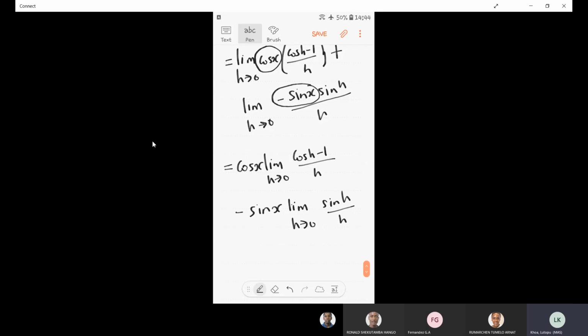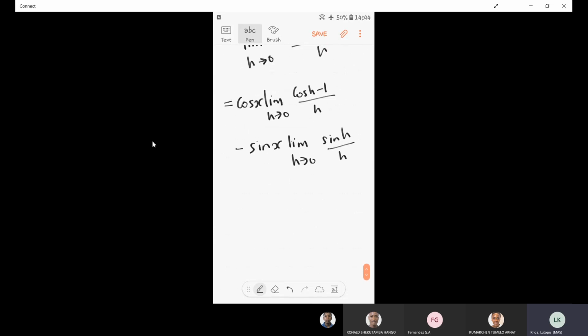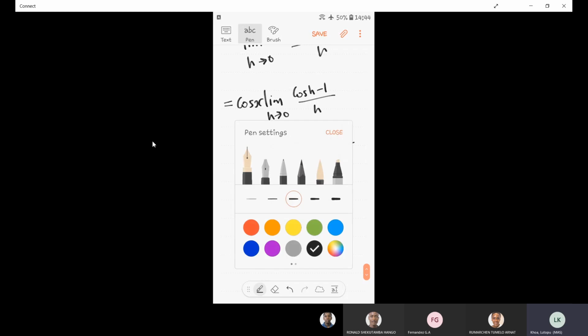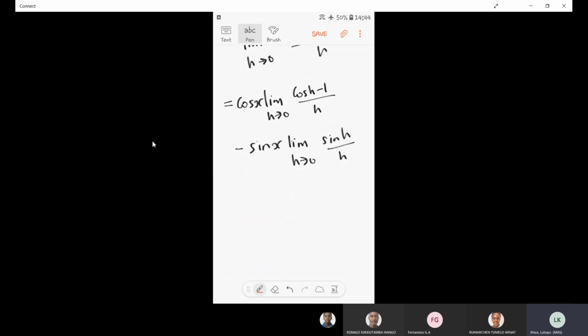Now these are special limits that we need to know, but you can try it on your calculator and you will see that this is true. This first limit over here goes to 0. So you can try it with different values of h, substituting them getting closer and closer to 0. You will see that this value, cos h minus 1 over h, is getting closer and closer to 0.